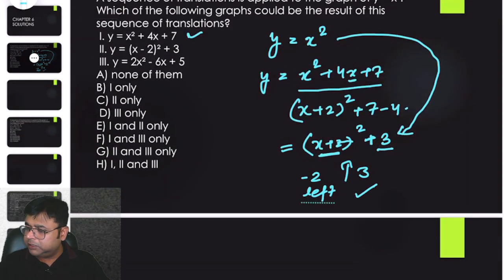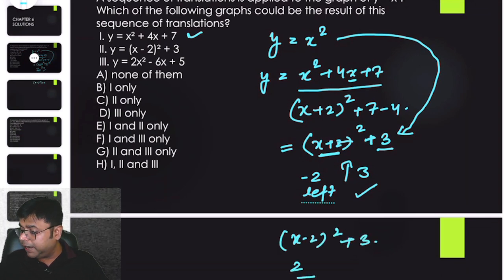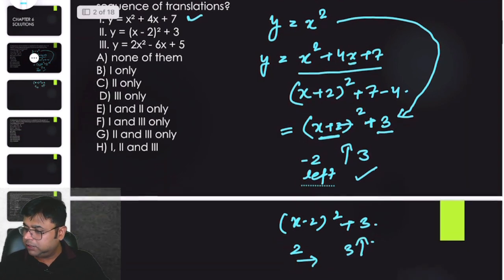Next, it's given in the square form. So this is itself 2 units to the right and 3 units up. So again, it's a translation.